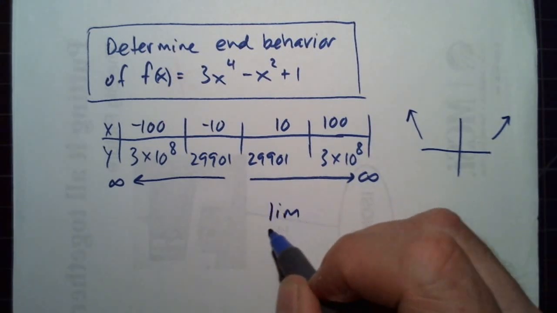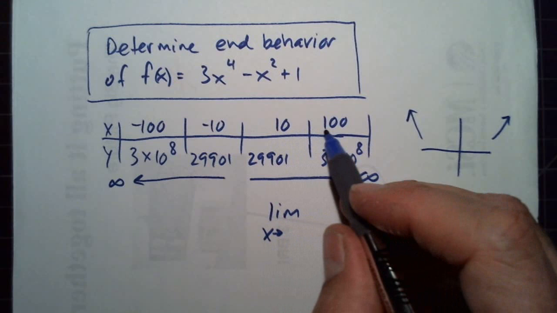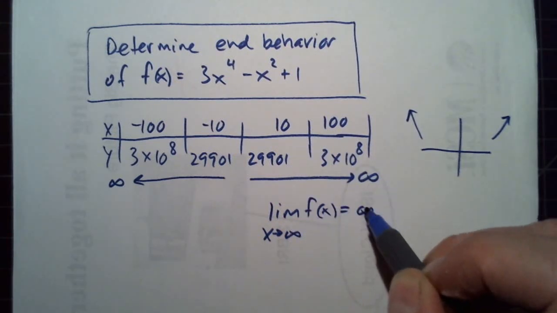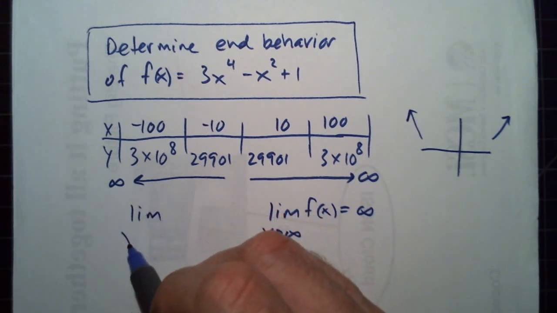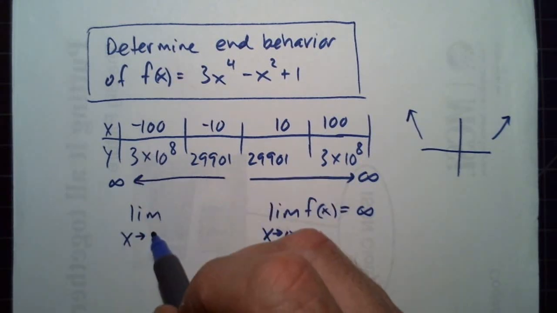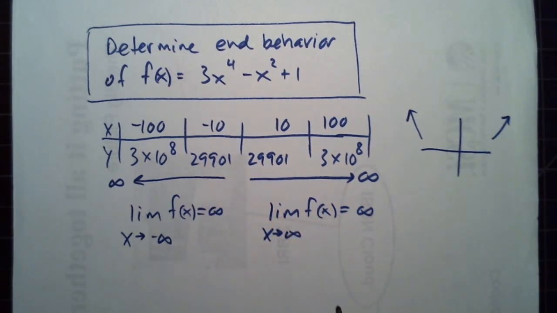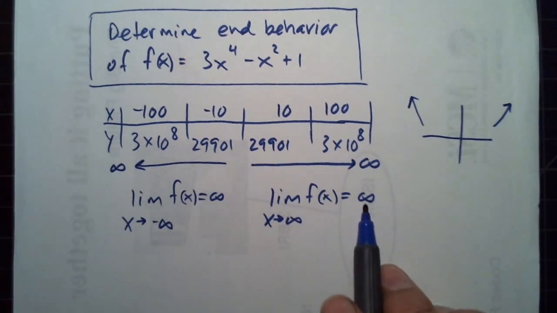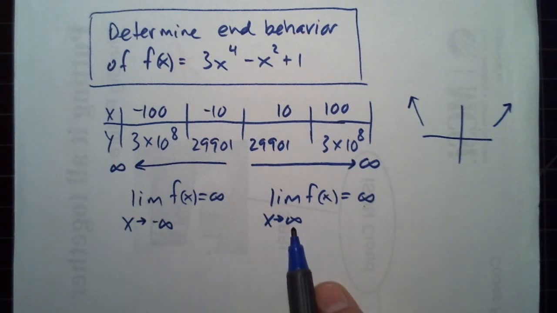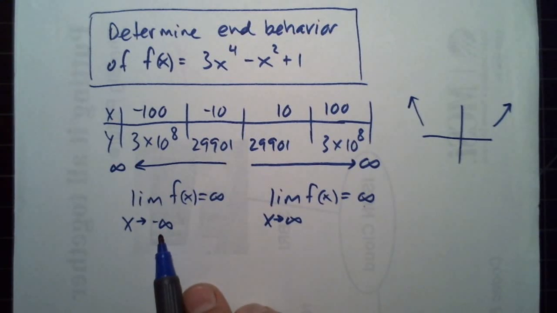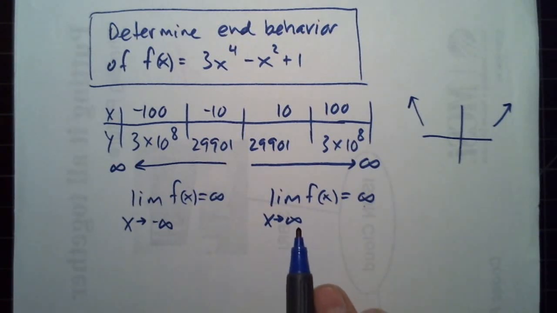So we say the limit as x goes to infinity of f of x is infinity. The limit as x goes to negative infinity of f of x is positive infinity. So make sure we know the difference between what these two are. That's the x value and the y value. This means go to the left. This means go up. Go to the right and go up, shown in the graph.